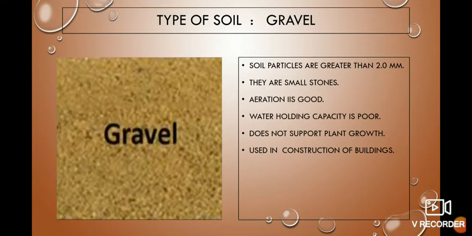The next type of soil is the gravel. Gravel is nothing but small stones. Any soil particle greater than 2.0 mm, we term it as gravel. It has very good aeration, but its water holding capacity is poor and it cannot support plant growth. But it has a different use. Do you know where we use it? Yes, we use it in construction and also to make roads.